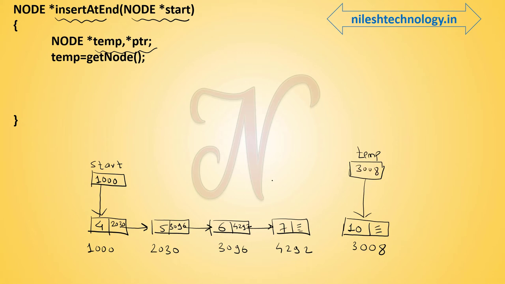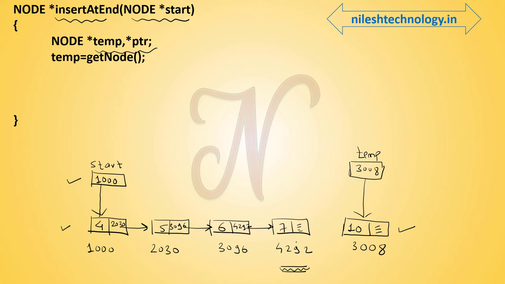Now this temp node is appended to the current linked list, that is, insert at the ending. Start: 4 is connected to 5, is connected to 6, is connected to 7. Then after inserting, 7 is connected to this 10, that is the temp node. But this 7 doesn't have any name. This is start, the first node. This is your temp node. But the node at address 4292 doesn't have any name.